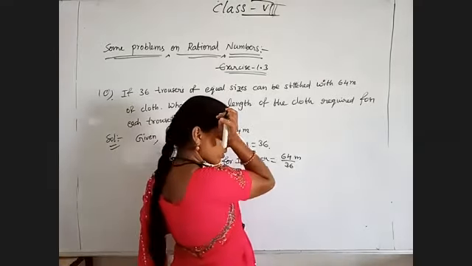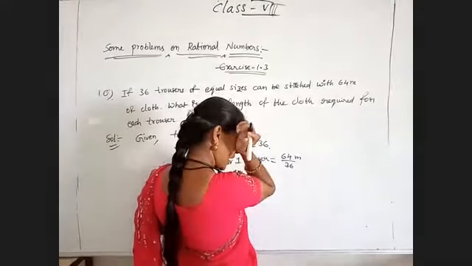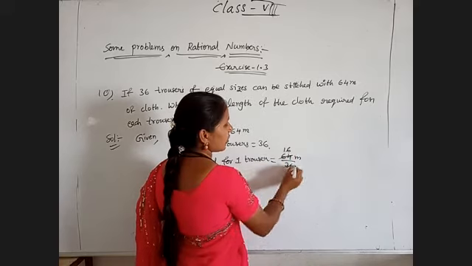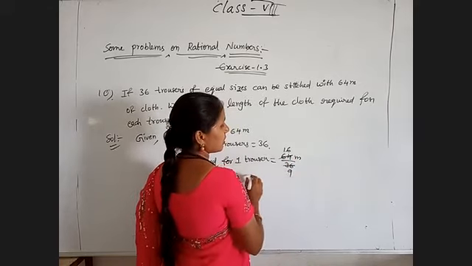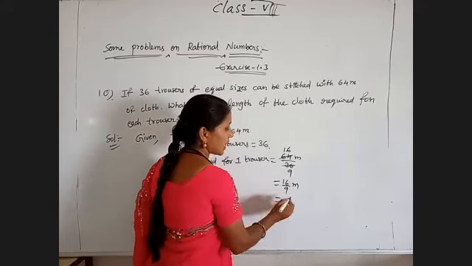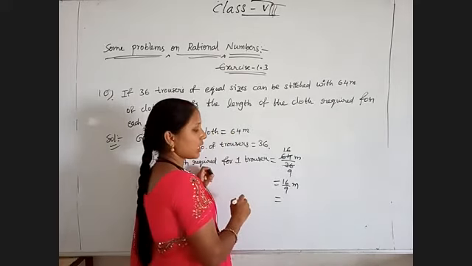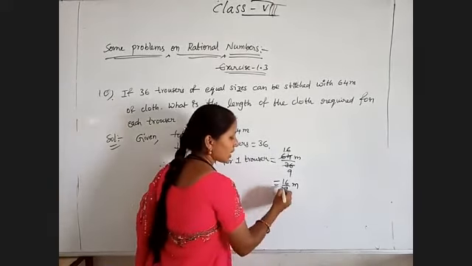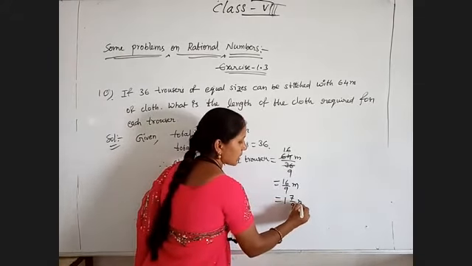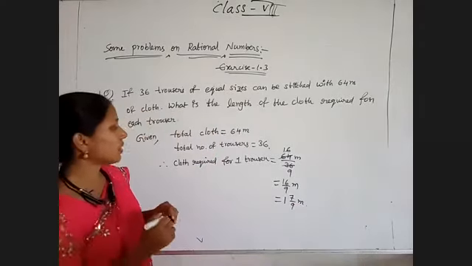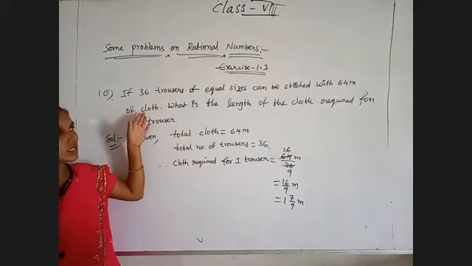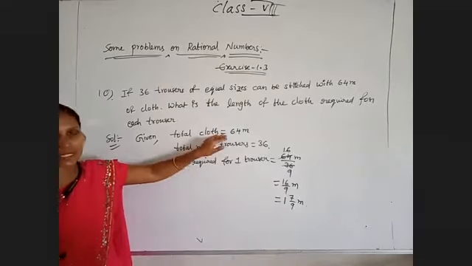Okay. Now go with the cancellation. What we will get? 4 tables. 4 ones are 4, 4 6s are 24, 4 9s are 36. That's all. So 16 by 9 meters. 16 by 9 is an improper fraction, converted into a mixed fraction: 9 ones are 9, 9 2s are 18, so 1 and 7 by 9 meters. So the length of one trouser is equal to 1 7 by 9 meters. Like that, 36 trousers can be stitched with 64 meters of cloth.